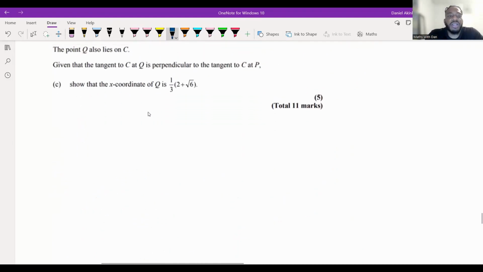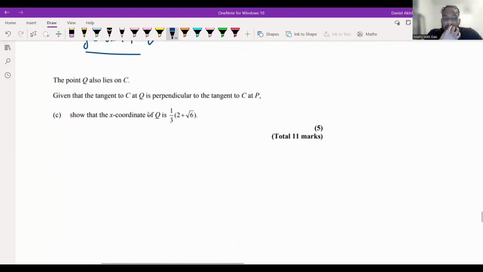Now, this was the next one here, right? It says that the point Q also lies on C, right? And it says, given that the tangent to C at Q is perpendicular to the tangent to C at P, show that the x coordinate of Q is a third bracket 2 plus root 6. So this one is a little bit weird with the way they've written it, but all you have to do is just break it down, yeah?